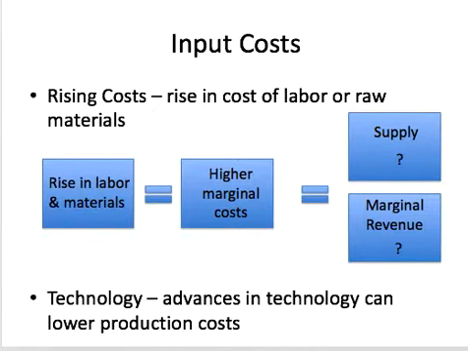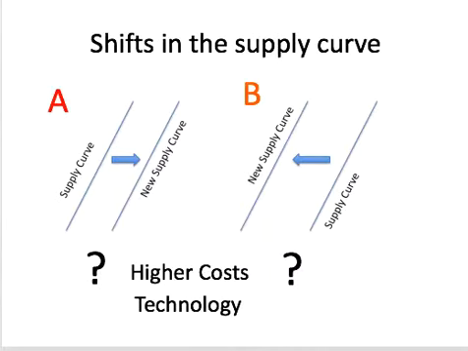Now, if we look at this shift in the supply curve, which one would you say shows an increase in the supply curve, and which one would you say shows a decrease in the supply curve?